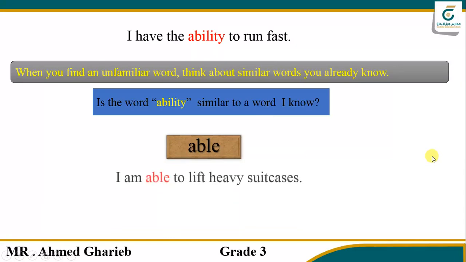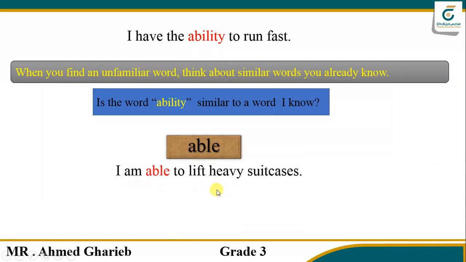For example, I am able to lift heavy suitcases. And able is an adjective and it means a person can, a person has a skill. So able is the adjective of this noun. This is a noun and this is an adjective. So similar words are so close in the form and they have the same meaning, but this one is a noun and this one is an adjective.